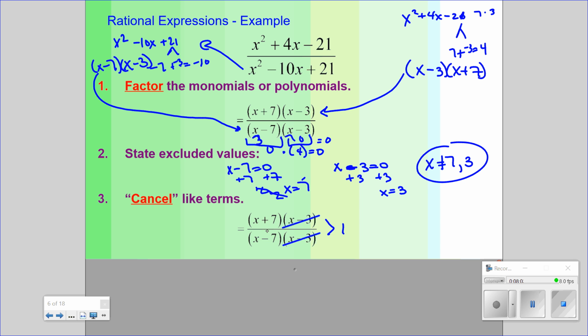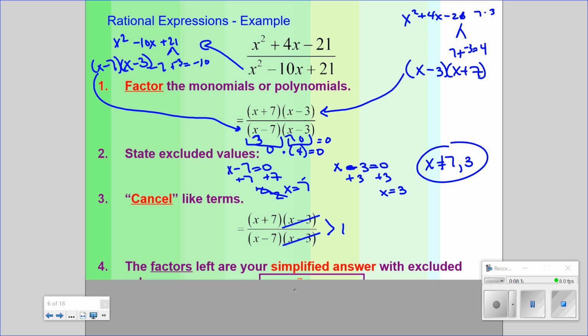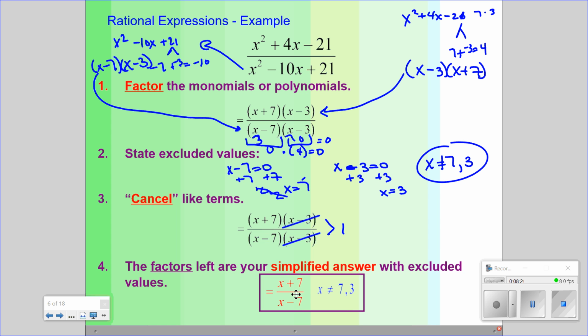Now x plus 7 and x minus 7 will not cancel because they have different signs. So if x were 5, for example, the numerator would be 12, the denominator would be negative 2. You can see those are not the same expression. So those x plus 7, x minus 7 would stay. And so our simplified rational expression is x plus 7 divided by x minus 7 as long as x is not equal to positive 7 or positive 3. And this entire expression with the excluded values is how you'll state your final simplified answer.